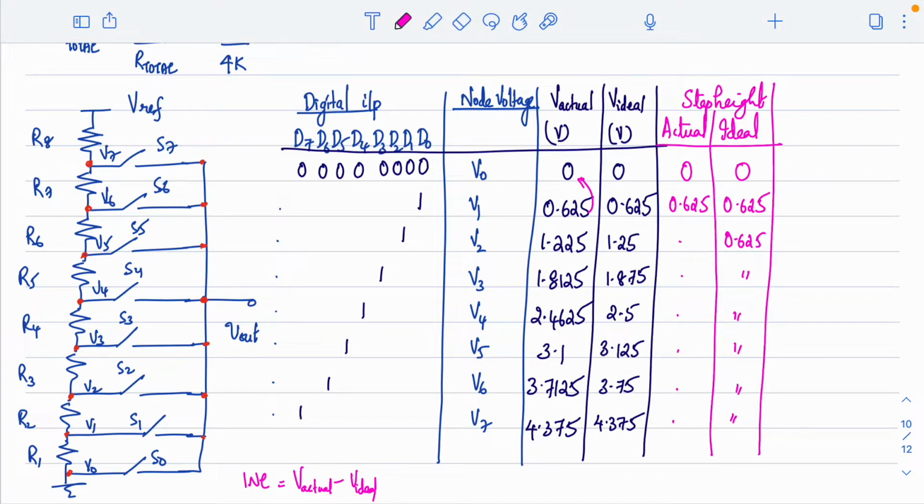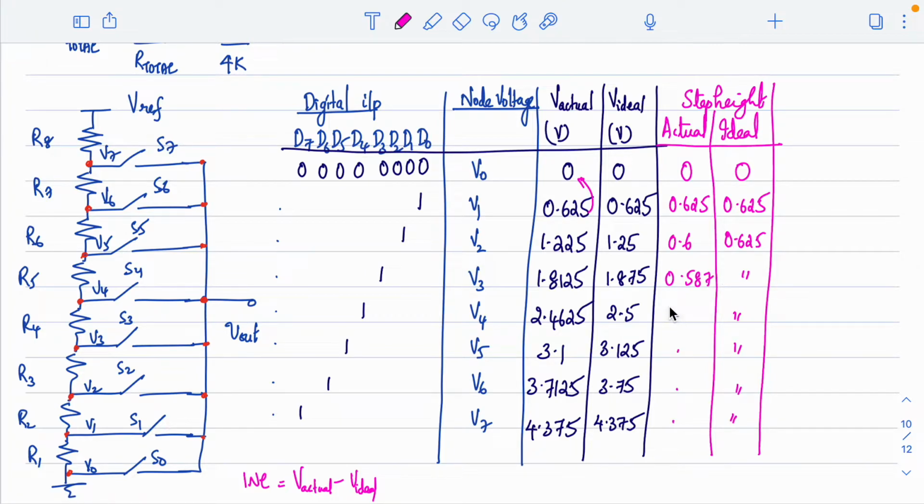What are the values here? So actual step 1.225 minus 0.625 is 0.6, right? This is 0.6. Now 1.8125 minus 1.225 is again 0.58, right? Yeah, 0.58. I think you can write up to 3 decimal places, 0.587.